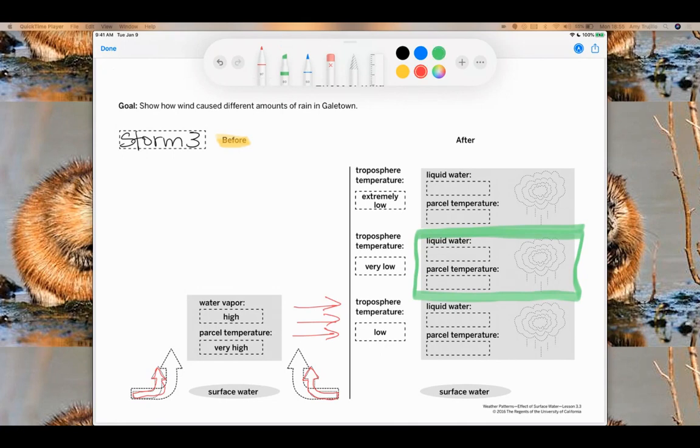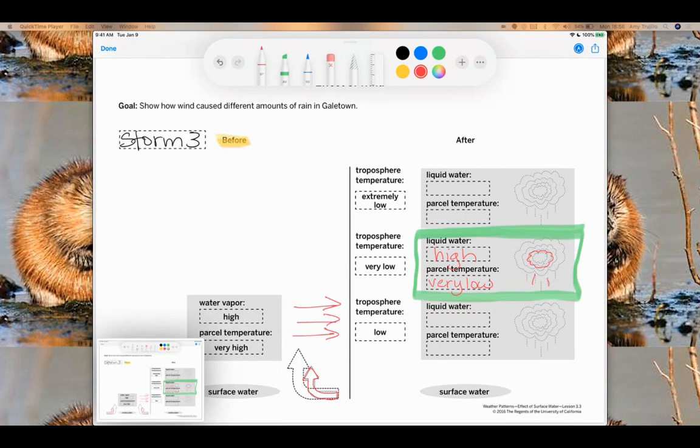All right. And so what I want to do is show the parcel temperature after the parcel has stopped rising, the amount of liquid water, and then the amount of condensation. So the amount of water for this one was high, and then my temperature was very low. Then I want to add what my cloud size was and how much rain fell. Okay, and so that's what Storm 3 would look like. And I know I tried this earlier, so I'm going to take a screenshot and see what happens.